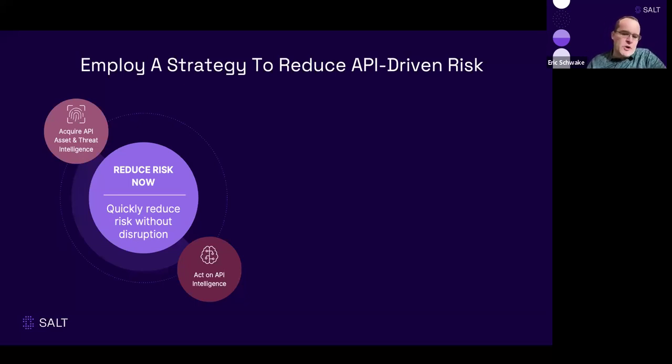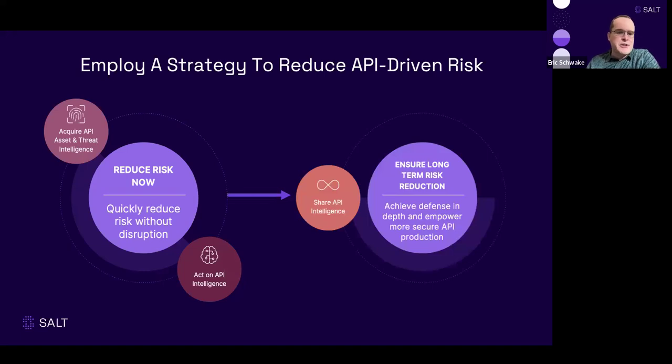And then, of course, once we know what the API asset inventory looks like, what the threat posture looks like based on that asset inventory, then we can start acting on that intelligence, right? And this is how we can quickly start applying risk reduction strategies within an organization. From there, you want to talk about, okay, we understand this, we've started to reduce some of this risk. What do we do from here?